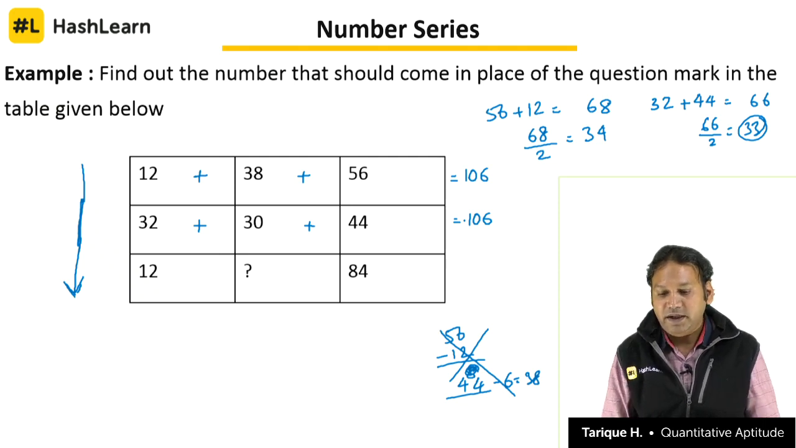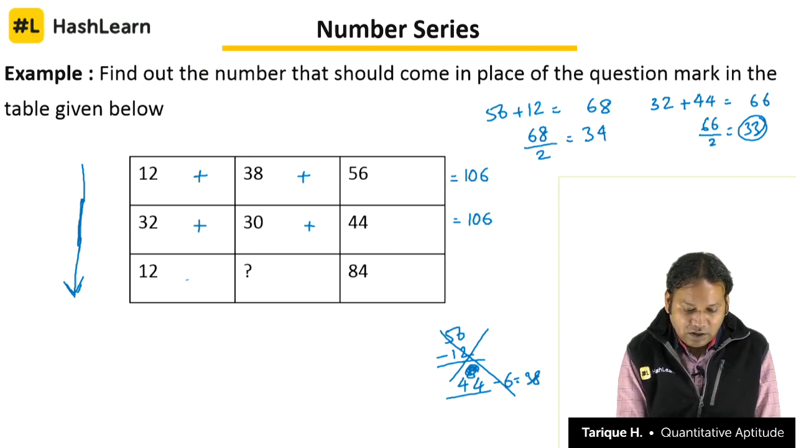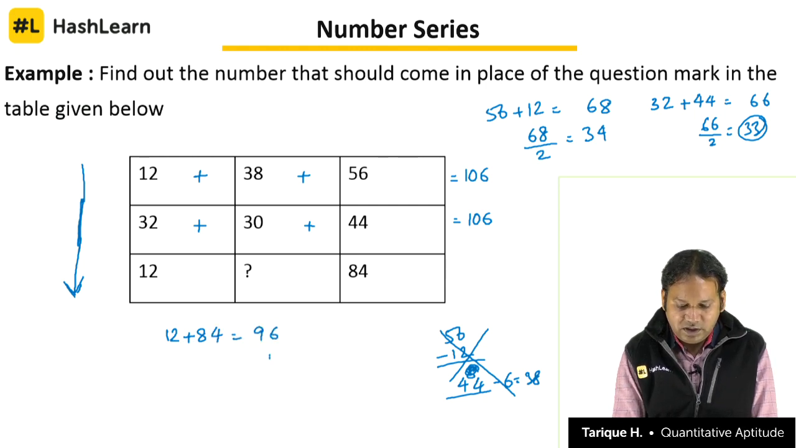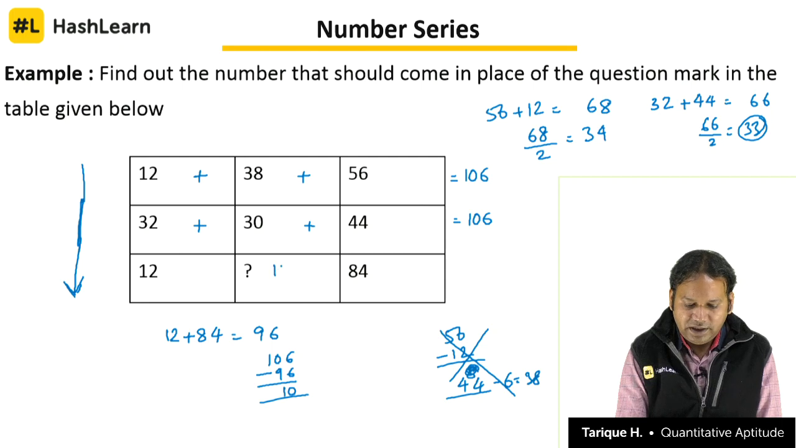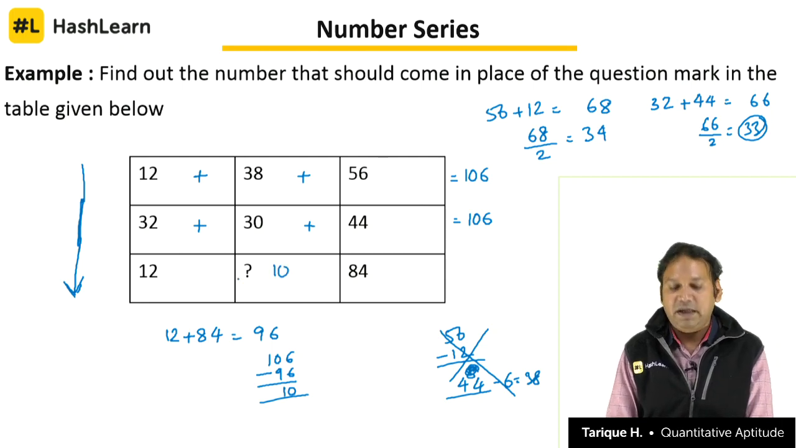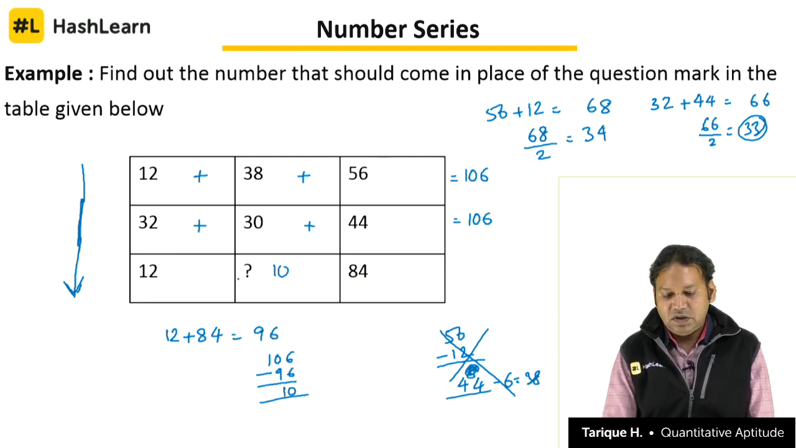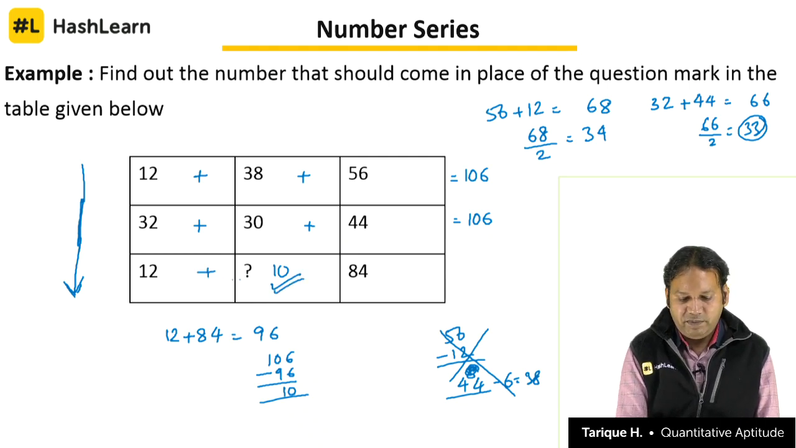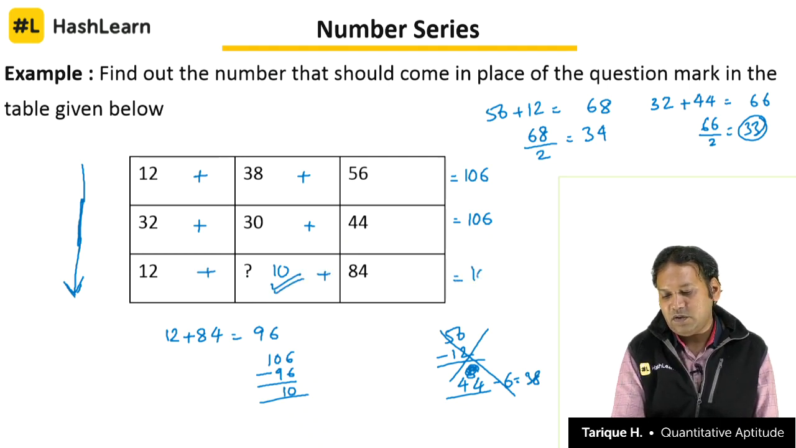Isn't that simple? But again, did you observe that when you looked at the question for the first time, did it strike your mind that it could be based on a simple constant sum? Okay, so 12 plus 84 is equal to 96. So 106 minus 96 will be our answer, right? That is equal to 10. So what number should come here? 10 should come in the place of this number, right? So that is the logic, simple. 12 plus 10 plus 84 is equal to 106.